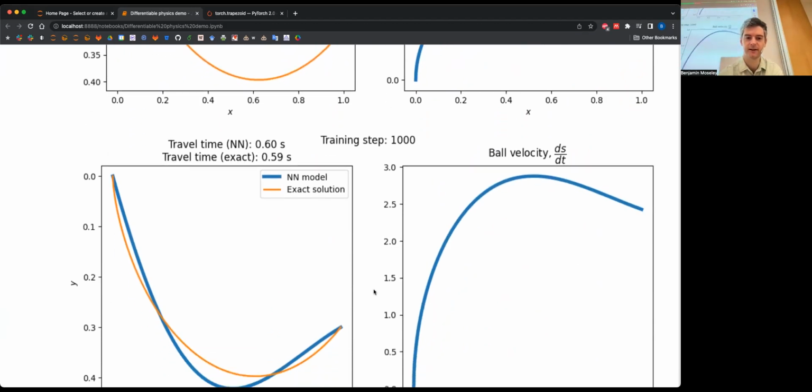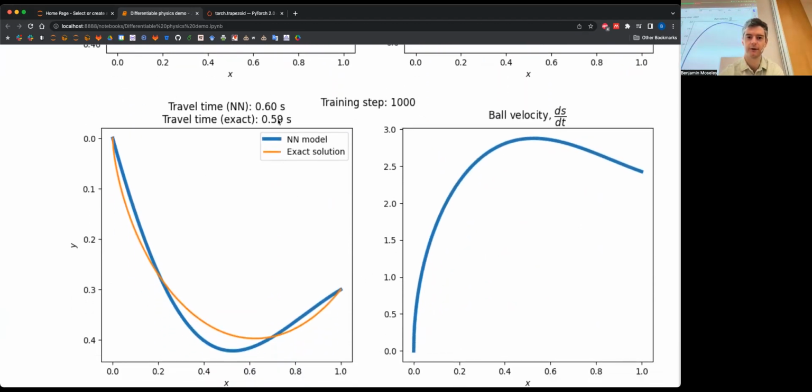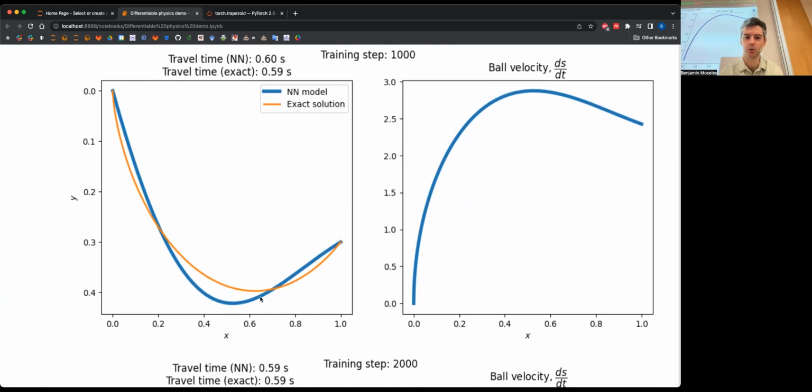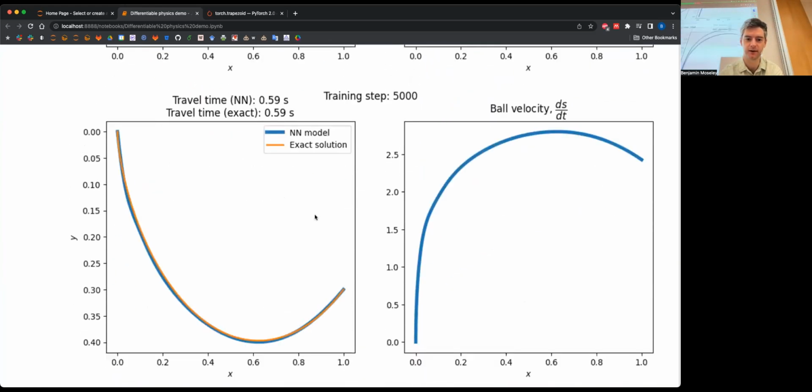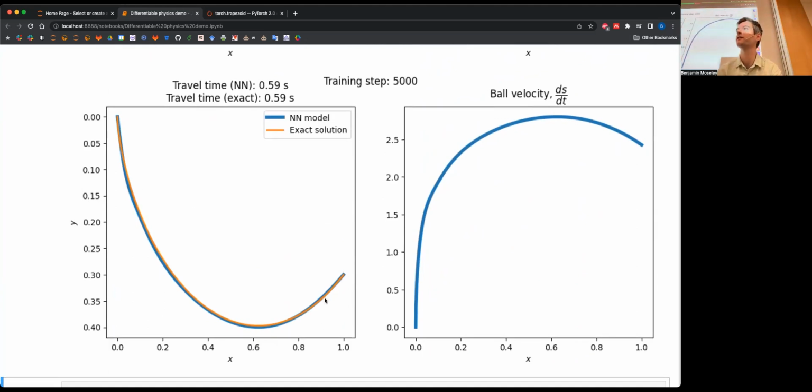So yeah, you see it training. It's starting to lower the travel time and explore different solutions, and eventually, after a few thousand steps, it gets to a good approximate solution of the curve. So this is just a quick demonstration of defining a physics model, defining a flexible learnable component of that model, and differentiating through the model to learn that component.